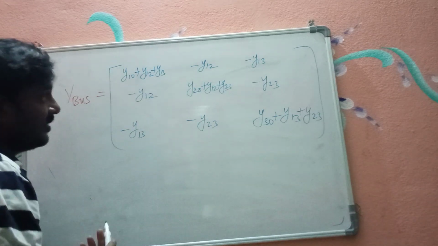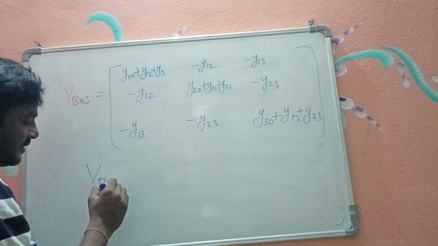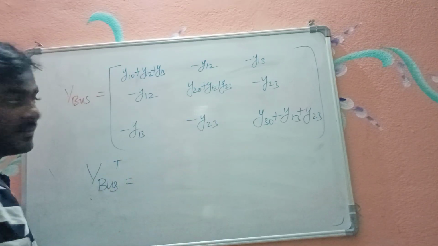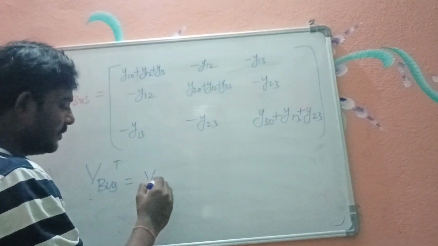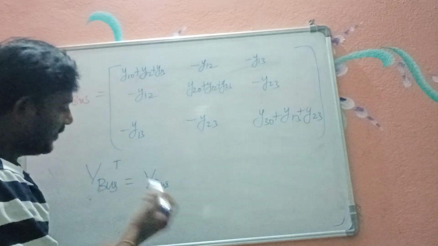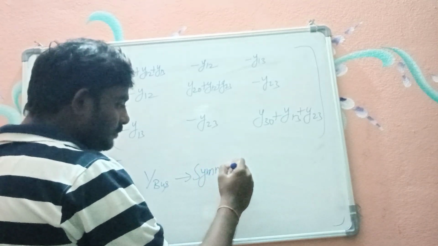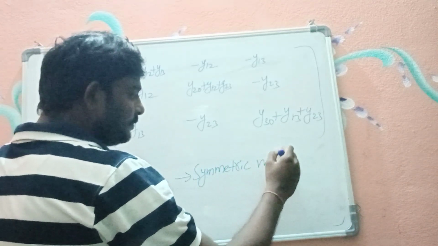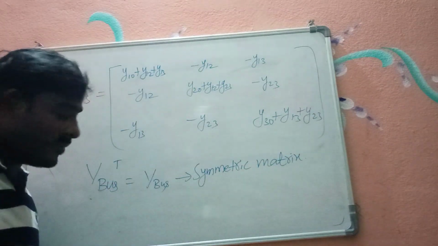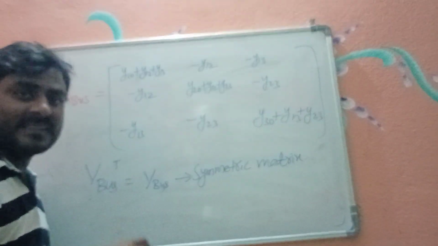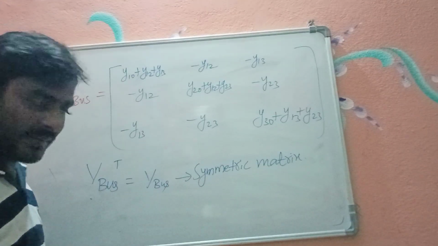If you clearly observe this matrix and take the transpose of this matrix, transpose means interchanging the rows and columns, you will get the same matrix. So from this fact we can understand Y bus is a symmetric matrix. So this is the first fact related to Y bus. The bus admittance matrix is a symmetric matrix. This is the first fact which we need to know about the Y bus matrix.